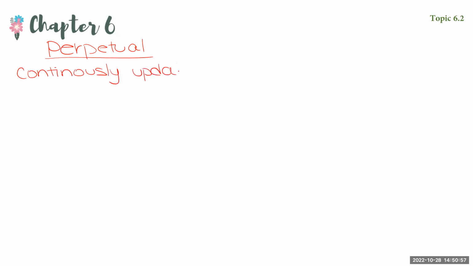It continuously updates the company's records for inventory transactions. Right? Because perpetual means to consistently or continuously do something. So the perpetual system will continuously update the company's records for all inventory transactions.